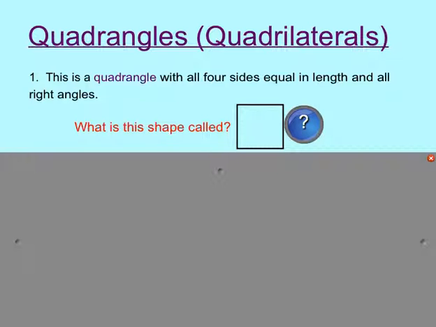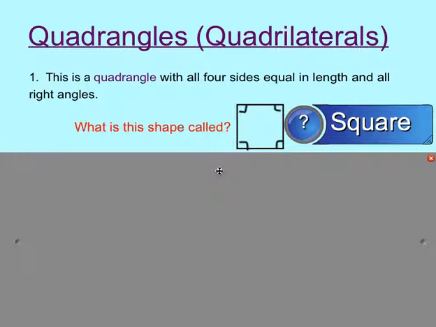Here's a quadrangle that has all four sides in equal length. So if we were to measure these lengths, they'd all be the same size. They also all have right angles. So if I were to go around and put the boxes in, they'd all be the same 90-degree angle measurement. So what do we call this quadrilateral? We would definitely call it a square.